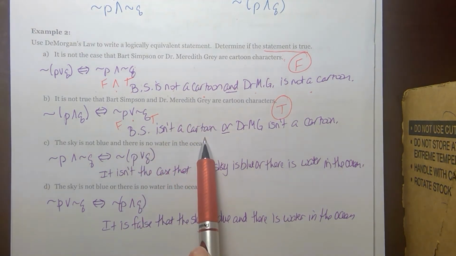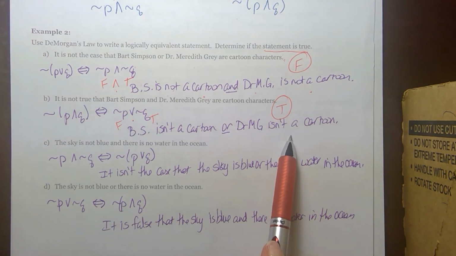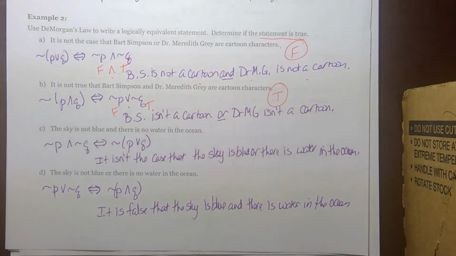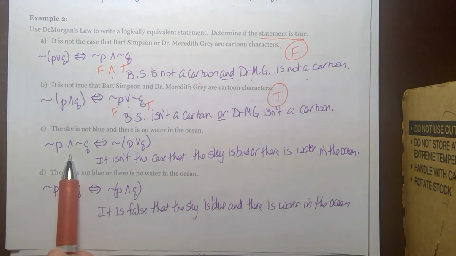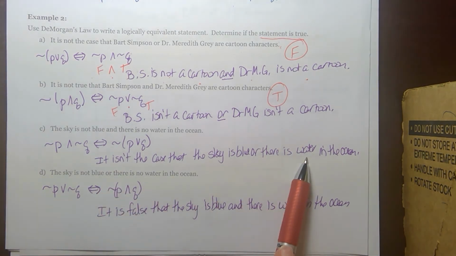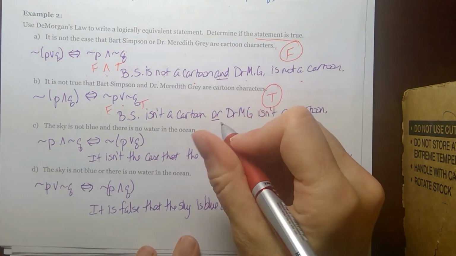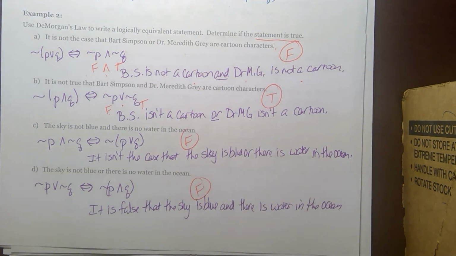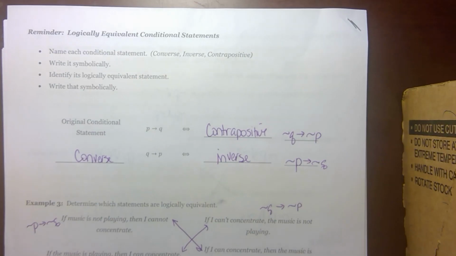Bart Simpson isn't a cartoon, or Dr. Meredith Grey isn't a cartoon. That's true, because she's not. C and D work the same way. I've written my original statement in symbols, used De Morgan's law to get the logical equivalent, and then put that into words. Both of these pairs of statements, as I'm given, are false. Make sure that you're able to go through and show why. Do the back side. Pause the video, do the back side, and then come back.